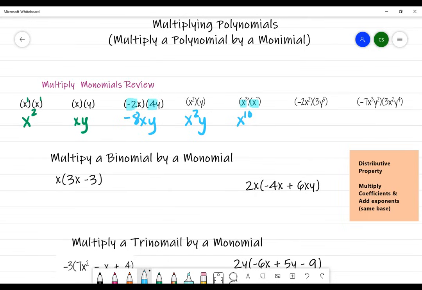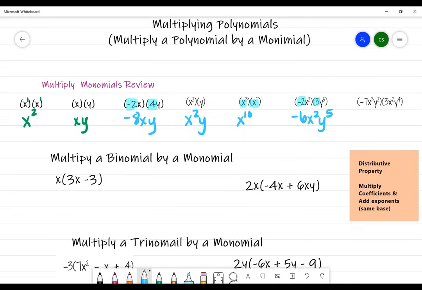Negative 2x squared times 3y to the 5th. I can multiply my coefficients, which is a negative 2 times a positive 3, which gives me a negative 6. And then they have different bases. I have a base of x and a base of y, which means I can't add the exponents. So I simply get negative 6x squared y to the 5th.